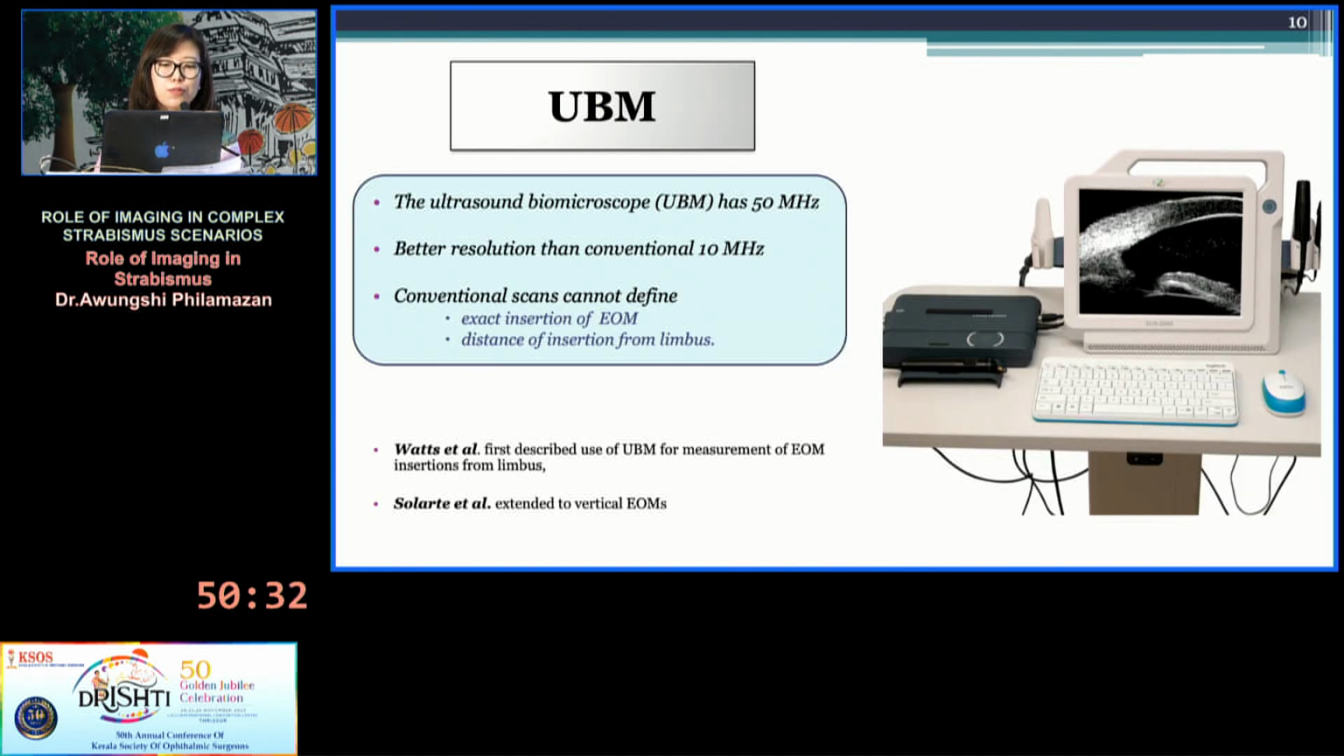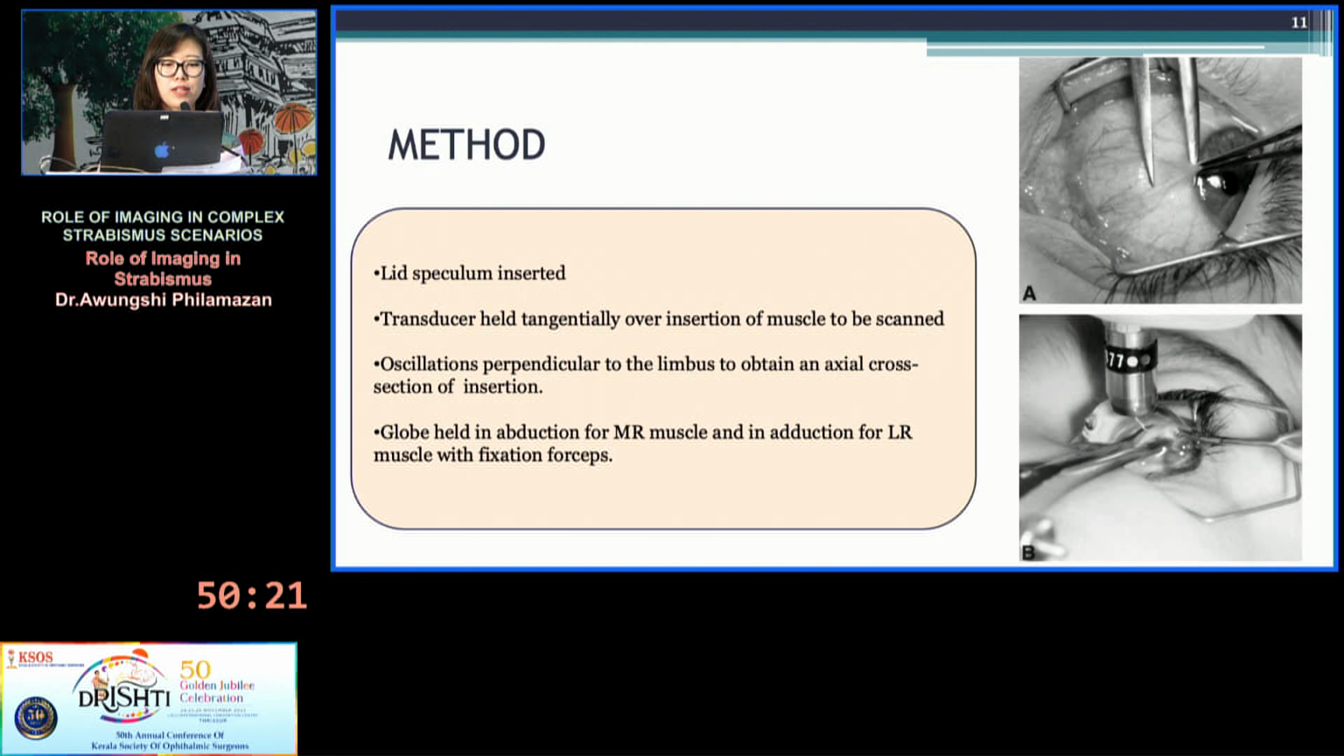The next imaging is UBM. It has 50 megahertz and better resolution than the conventional B scan, which has 10 megahertz. It helps us find the exact insertion of the extraocular muscle and its distance from the limbus. We put a speculum and the transducer is held tangentially over the insertion of the muscle without putting the cup. We use a gel instead. Oscillations are perpendicular to the limbus to obtain an axial cross-section of the insertion, and the globe is held in abduction for the medial rectus muscle and adduction for the lateral rectus muscle with a fixation forceps.